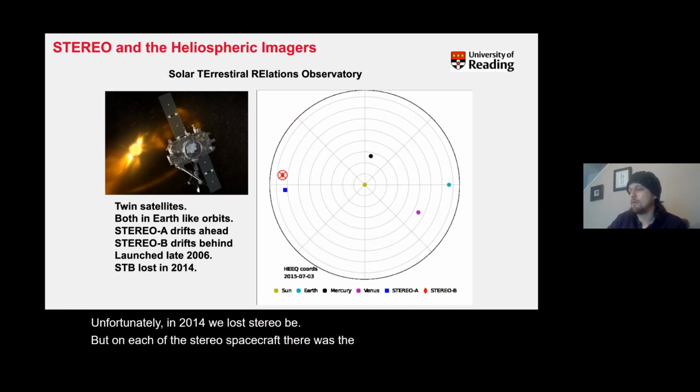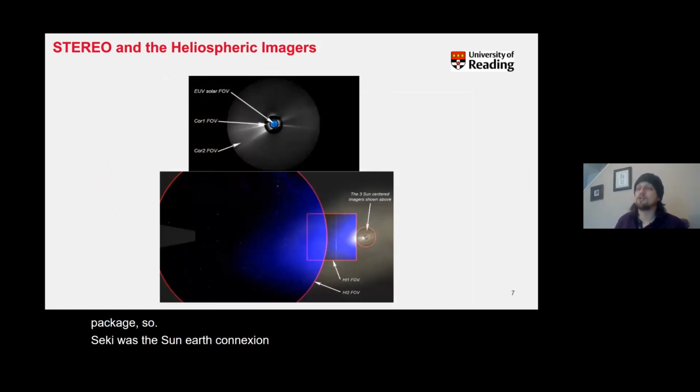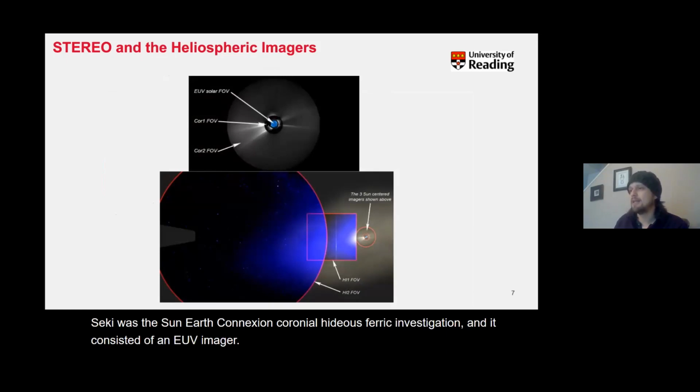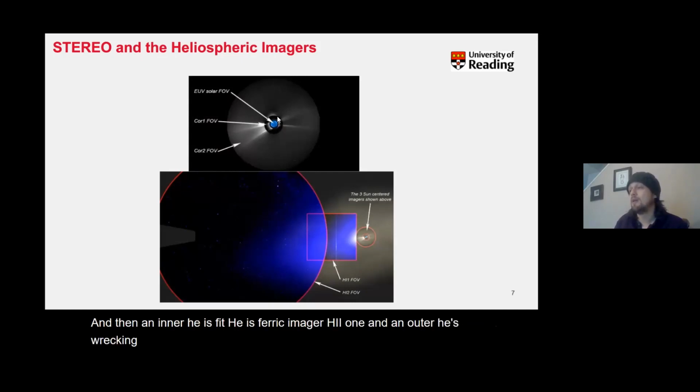But on each of the STEREO spacecraft, there was the SECCHI remote sensing package. SECCHI was the Sun Earth Connection Coronal and Heliospheric Investigation, and it consisted of an EUV imager, an inner coronagraph, COR1, an outer coronagraph, COR2, and then an inner heliospheric imager, HI1, and an outer heliospheric imager, HI2. So that very first movie I showed you of the CMEs was from this EUV and COR1 field of view.